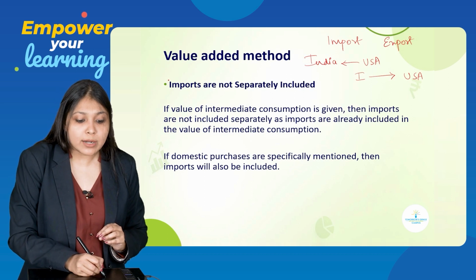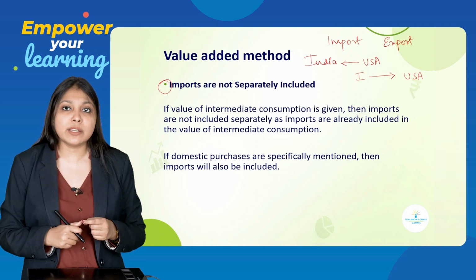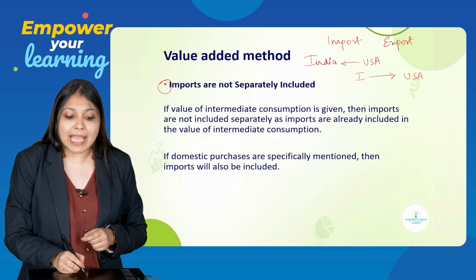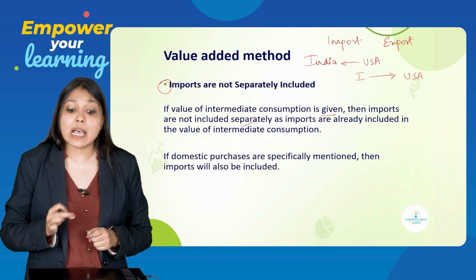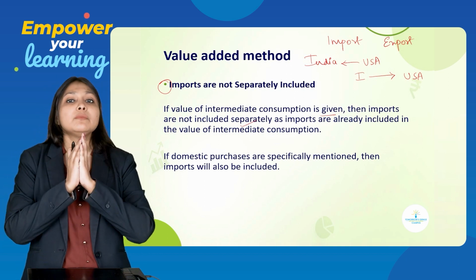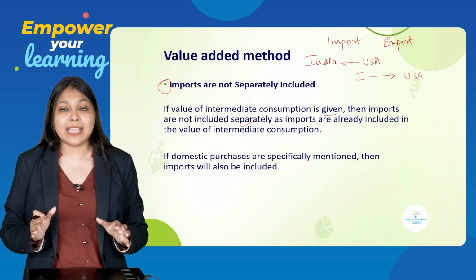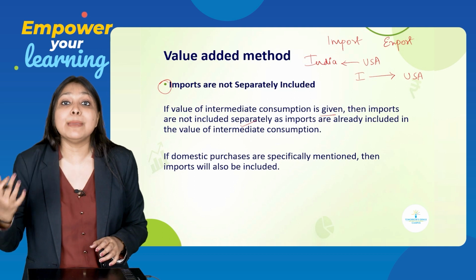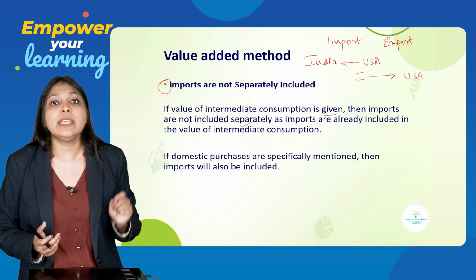So imports are not separately included. If we talk about imports, whether they are going to be included in the value added method or not, they are not included separately. If the value of intermediate consumption is given, imports are not included separately, as imports are already included in the value of intermediate consumption. So if in the question intermediate consumption is directly given to you, at that point of time you will not be considering imports separately. Okay, because intermediate consumption will include all the imports.